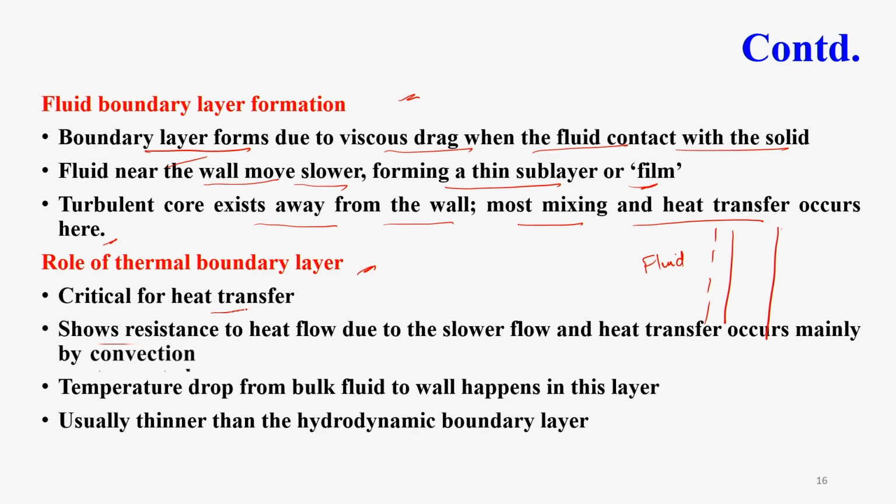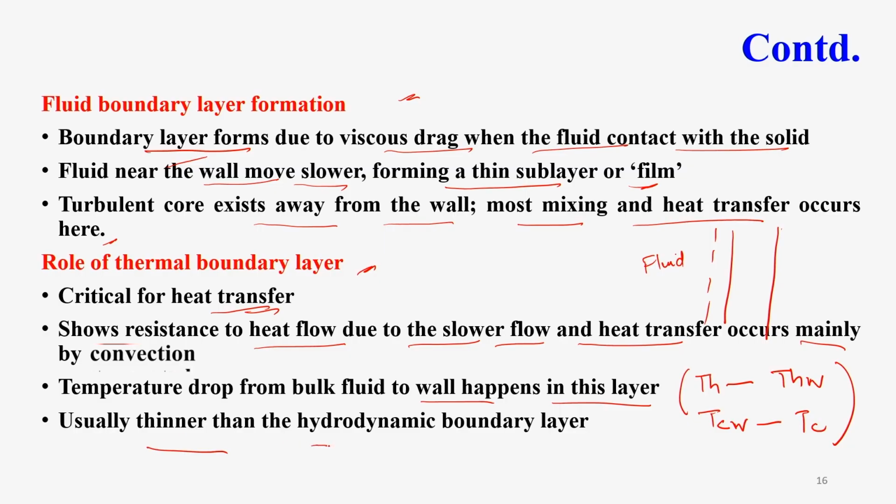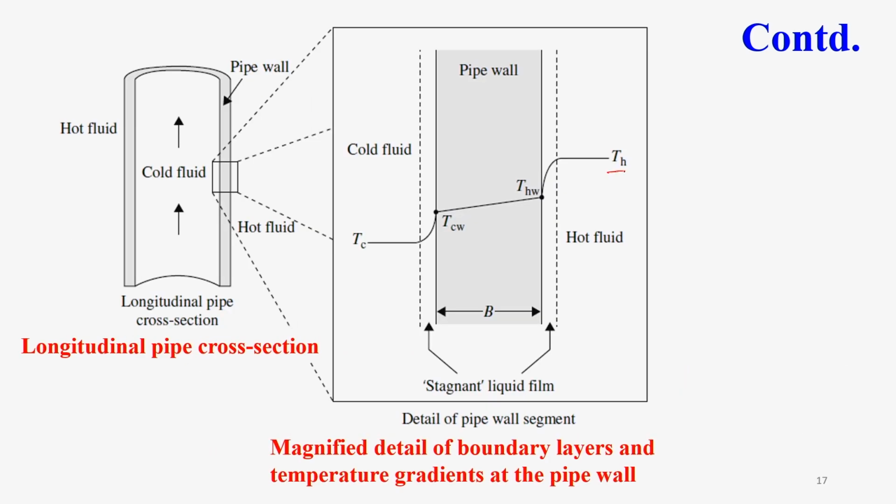So this is critical for the heat transfer, and it shows resistance to heat flow due to slower flow, and heat transfer occurs mainly by convection. The temperature drop from the bulk fluid to the wall happens in this layer. So from TH to THW and from TCW to TC, it happens in the thermal boundary layer, and usually it is thinner than the hydrodynamic boundary layer.